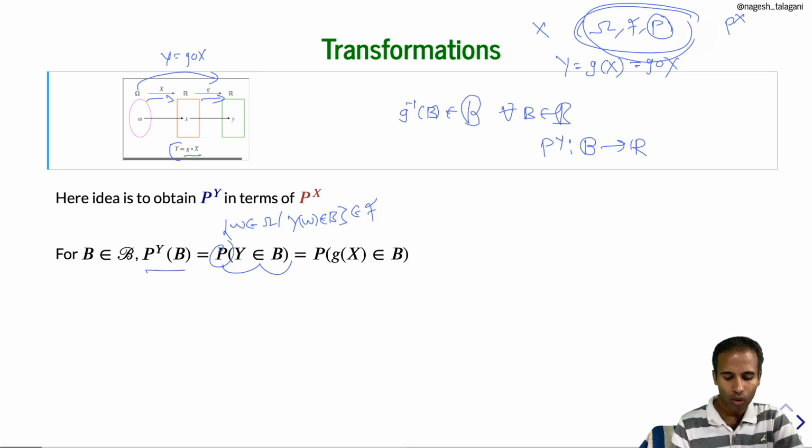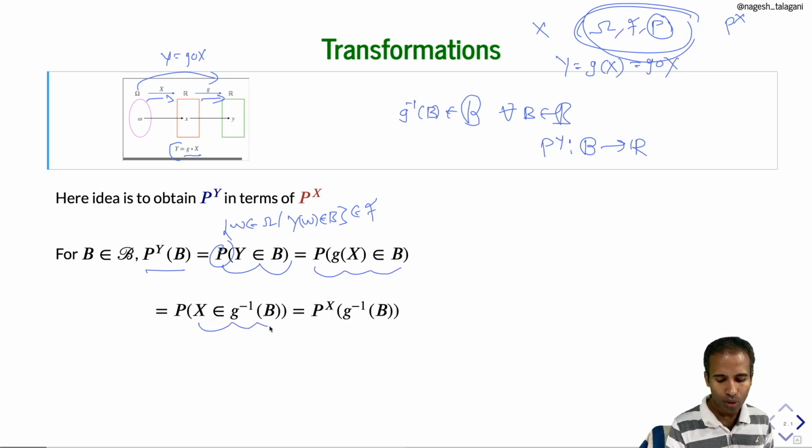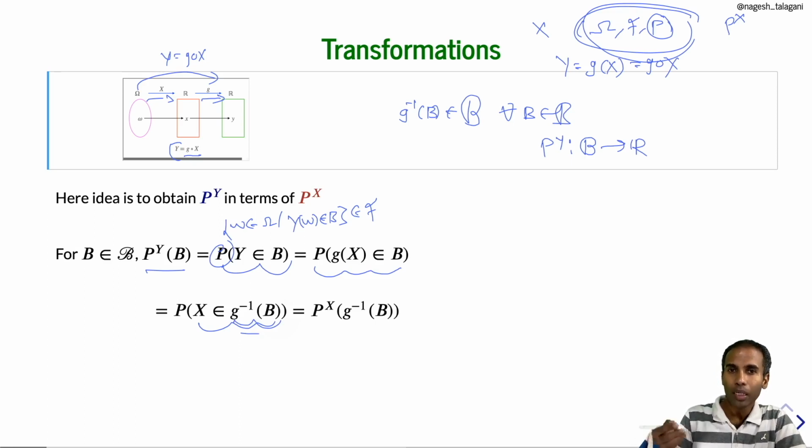Fine. So now Y is what? g of X. That means the probability of g of X belongs to B. g of X belongs to B if and only if X belongs to g inverse of B. That means the probability of X belongs to g inverse of B. Now, g inverse of B is a Borel set because g is a Borel measurable function. The inverse image of a Borel set should be a Borel set.